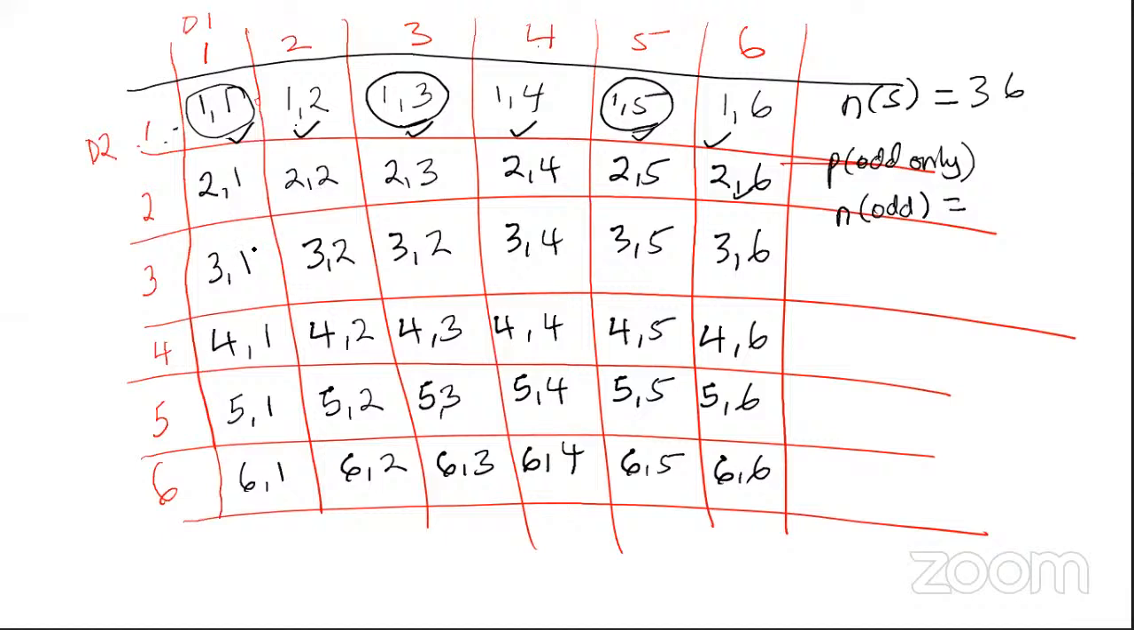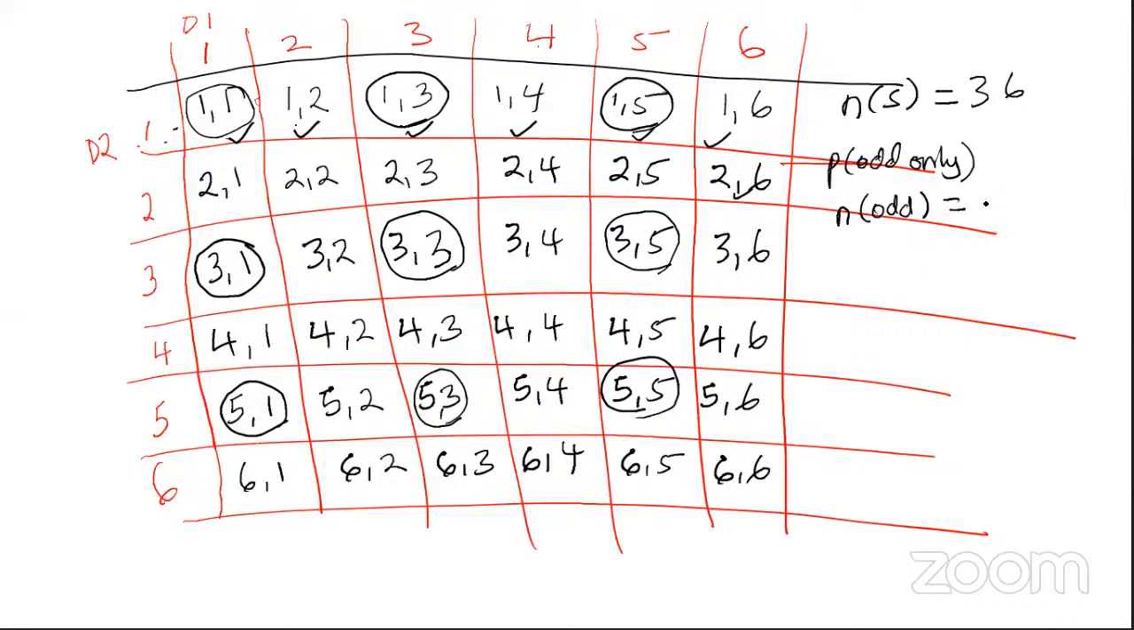Then here, 3, 1. We have 3, 1. 3, 3. And 3, 5. Good. Do we have any on the fourth line? No. Then fifth: 5, 1. We have 5, 1. 5, 3. And 5, 5. Next line, do we have any? No. So in total, how many have we circled?